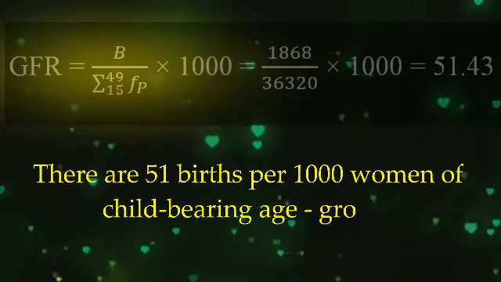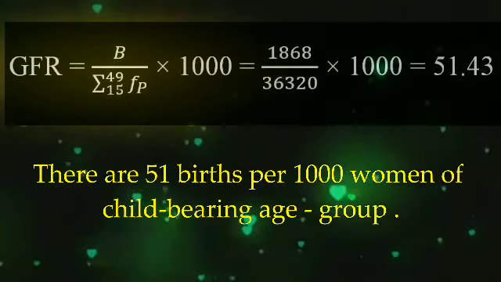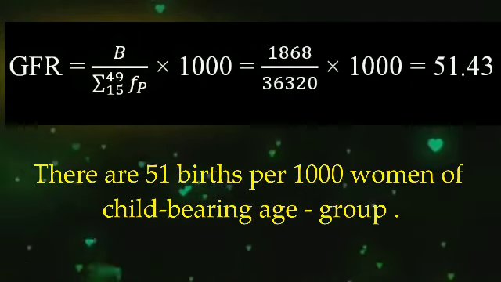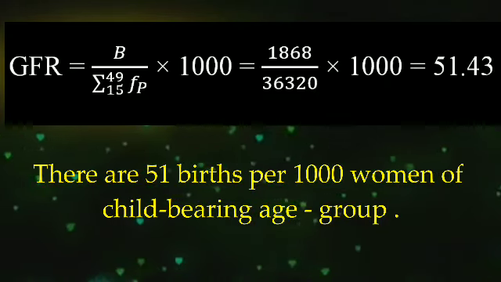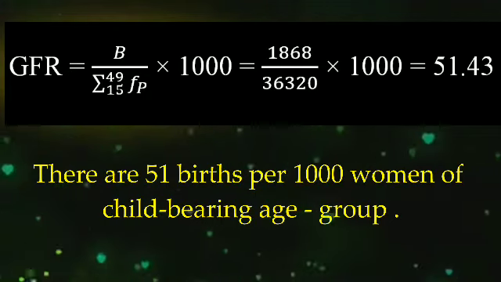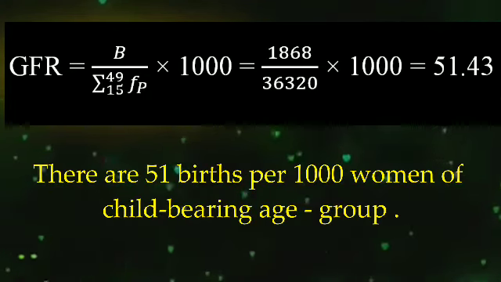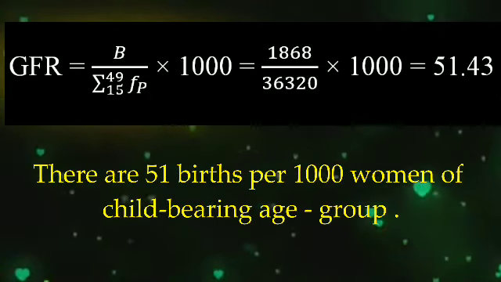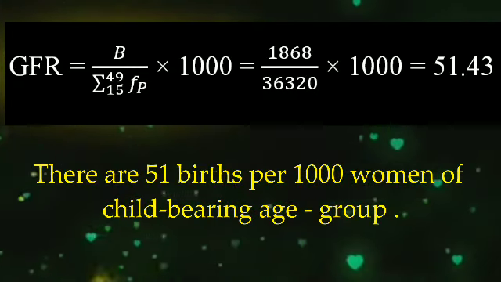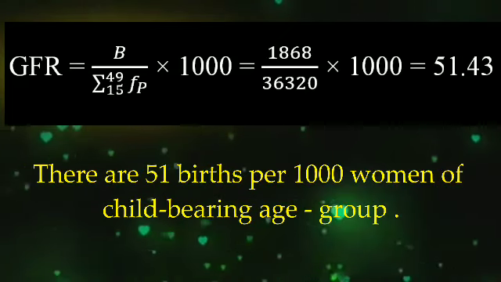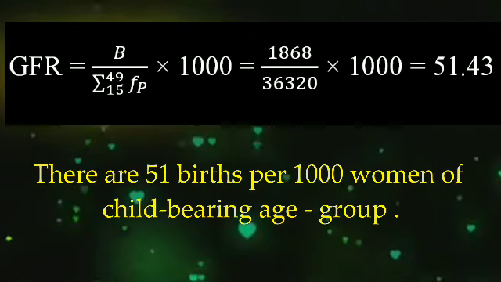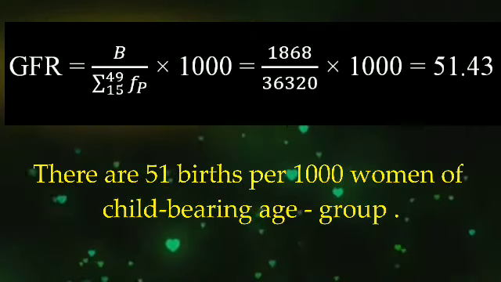After that, write a GFR formula. GFR equal to B divided by sigma I equal to 15 to 49 and of female population and multiply that by 1000. Now in the numerator, you should consider the total number of live births, which is 1868. In the denominator, as we know that here you should consider the female population. Only the female population will be considered for the age group 15 to 49.